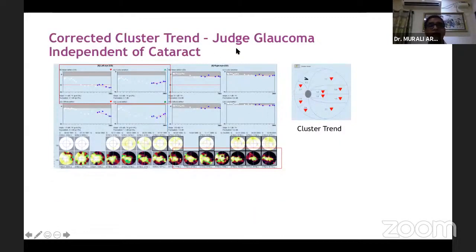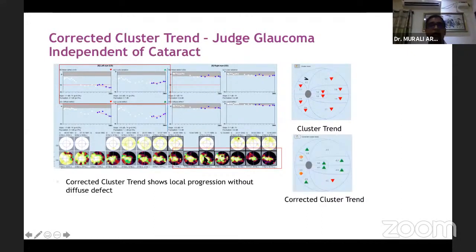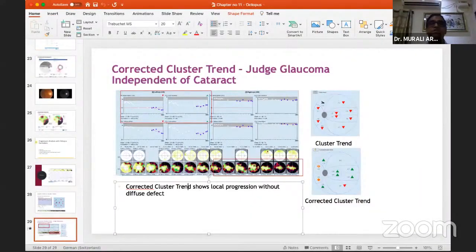And the corrected cluster trend is one step ahead, in which you can judge the glaucoma independent of the cataract. The corrected cluster trend can be generated. So this is a brief on Octopus for you. I'd be happy to take any questions.